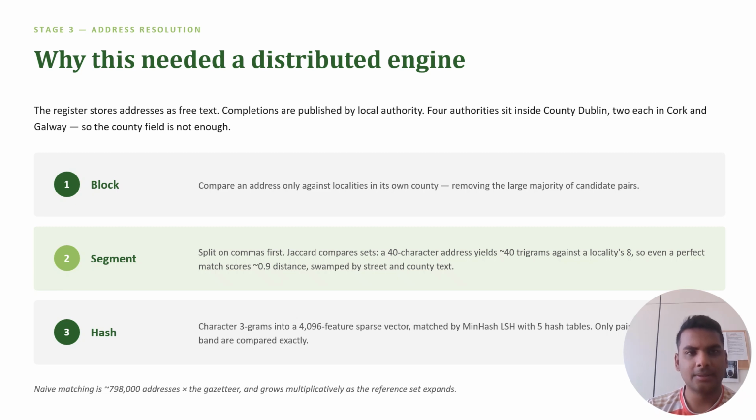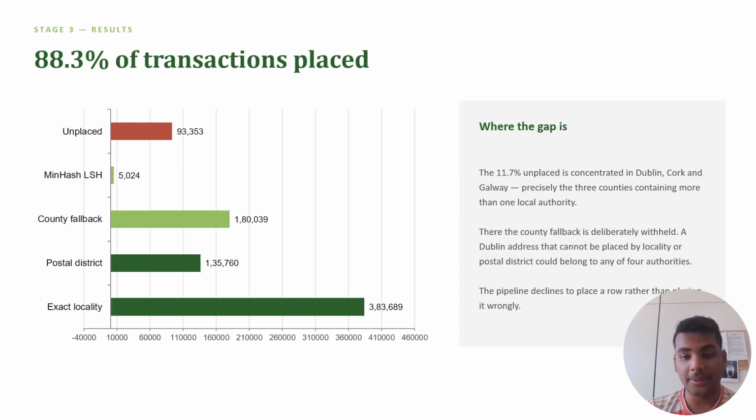So the process is simple. Blocking reduces the search space, segmentation makes similarity meaningful, and LSH allows only likely matches to be compared. The process successfully placed 88.3% of transactions. The unplaced records are concentrated mainly in Dublin, Cork and Galway, where one county contains multiple local authorities. Instead of making a potentially wrong assignment, the pipeline deliberately leaves uncertain records unmatched.